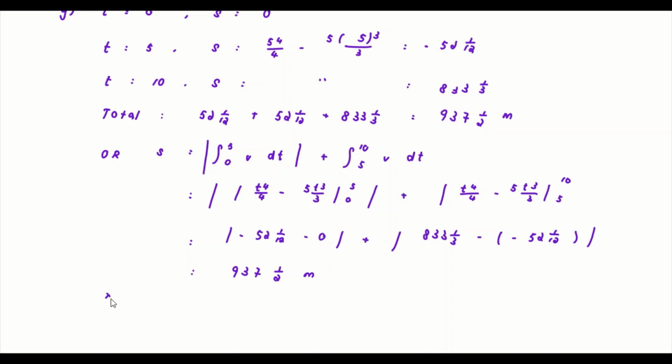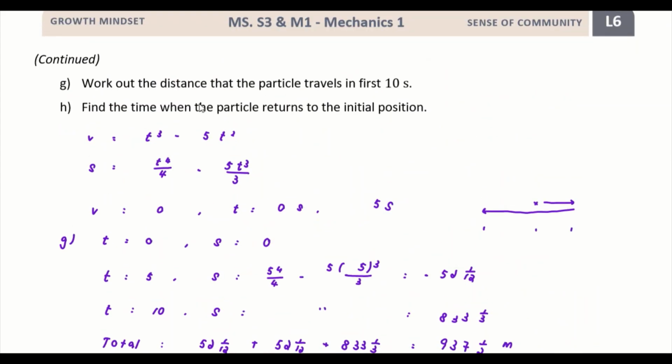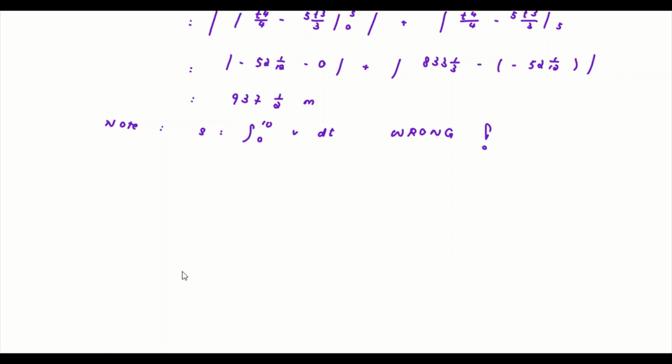A note here is you must remember that you cannot do S equal to the integral from 0 to 10, because if you do that, you are finding the change of displacement only. So remember that you cannot do this. Then for the last part, find the time when the particle returned to the initial position. So we need to solve when S equals 0, then what is our t? I guess this should be easy.